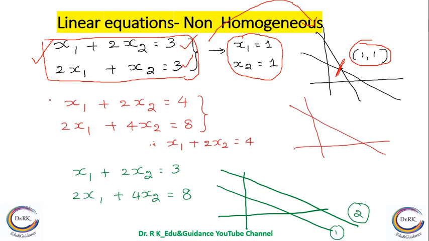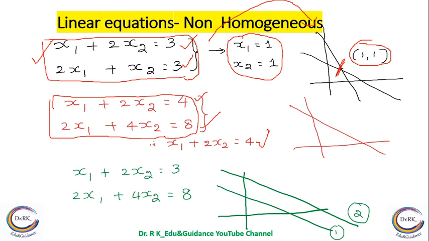For example, if we take this system of equations, x1 plus 2x2 equal to 4, 2x1 plus 4x2 equal to 8. If you divide the second equation by 2, it is nothing but the same, x1 plus 2x2 equal to 4. These two represent only one system.